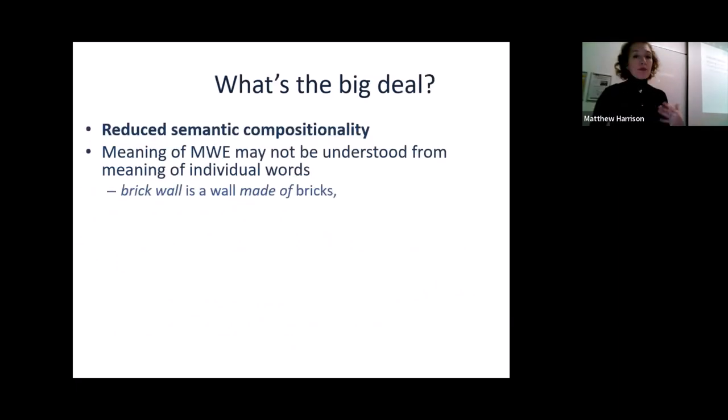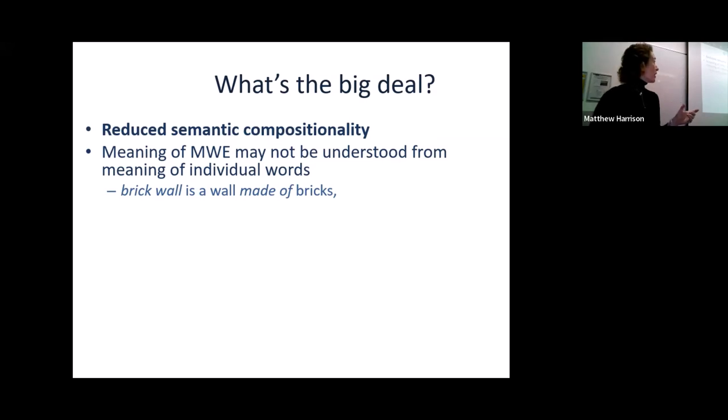So what's the challenge for processing multi-word expressions, for human learners? It's that they have reduced semantic compositionality. Not always will you be able to infer the meaning of an expression from the words that are employed in the expression, like we saw, for example, with the hot ovens or the wild goose chase. And there are degrees of idiomaticity. A brick wall, for example, is a wall that is made of brick.